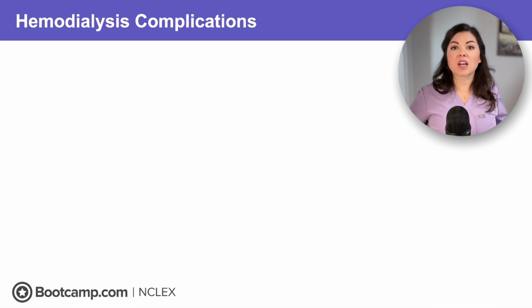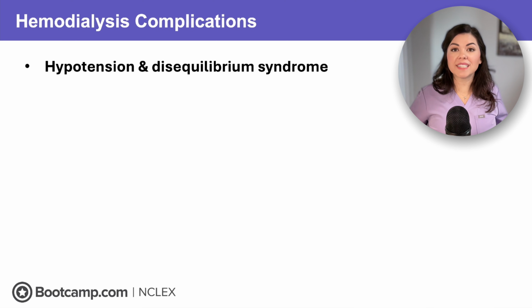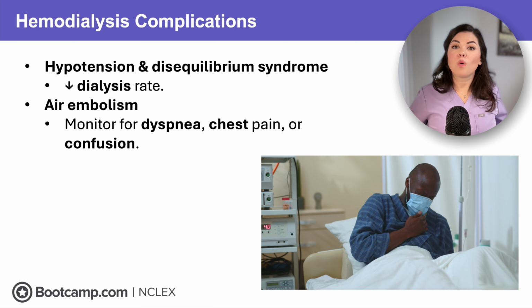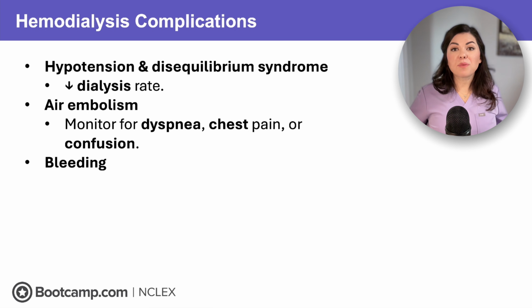So hemodialysis comes with complications we must monitor for. First is hypotension or disequilibrium syndrome, which occurs when fluid shifts too rapidly. So if we see a drop in blood pressure or a sudden change in mental status, we must slow the dialysis rate. Next is air embolism, which is caused by air entering the dialysis tubing. We should monitor the client closely for signs, including dyspnea, chest pain, or confusion. And finally, heparin is used to keep the filter from clotting, so closely monitor the client for signs of bleeding.